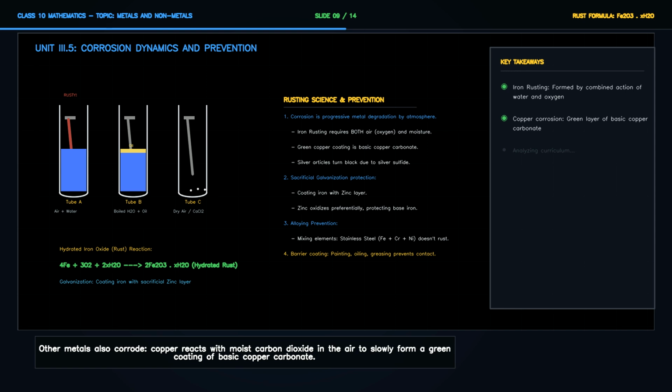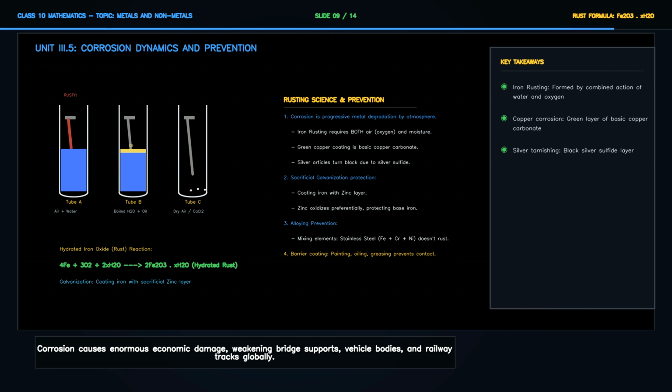Other metals also corrode. Copper reacts with moist carbon dioxide in the air to slowly form a green coating of basic copper carbonate. Silver articles turn black after exposure to air because they react with sulfur compounds to form a layer of silver sulfide. Corrosion causes enormous economic damage, weakening bridge supports, vehicle bodies, and railway tracks globally.